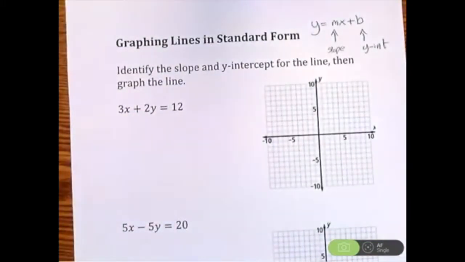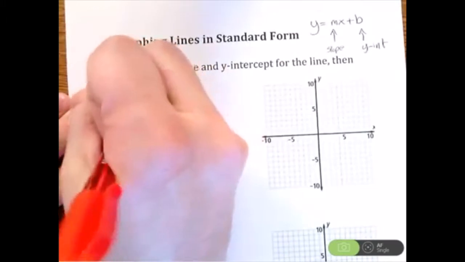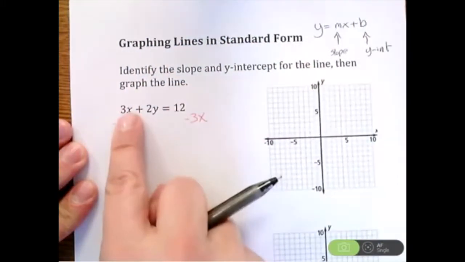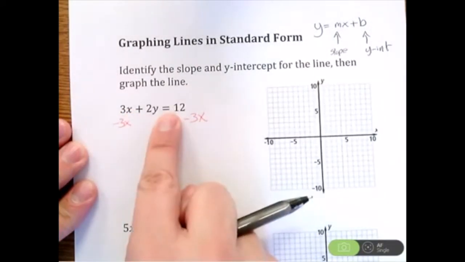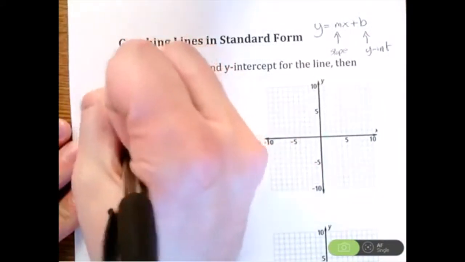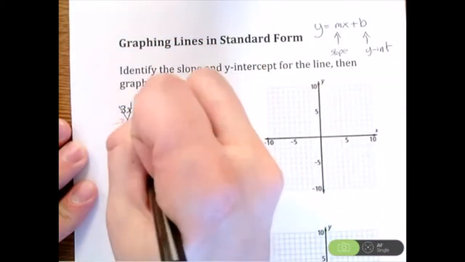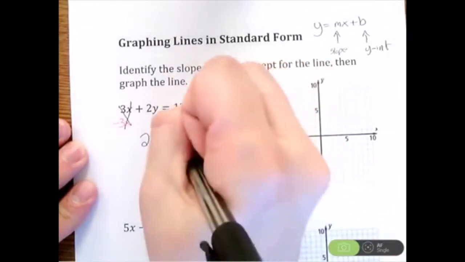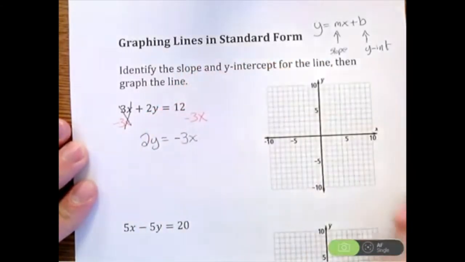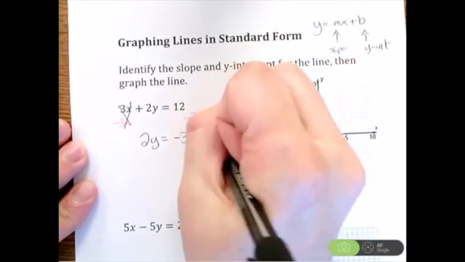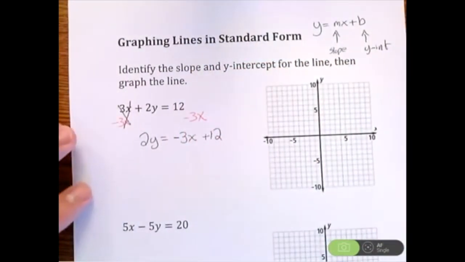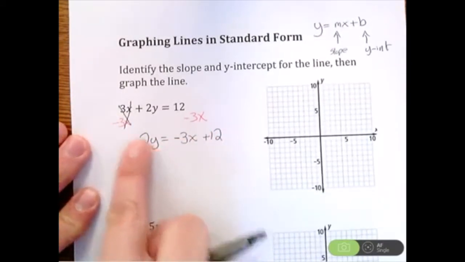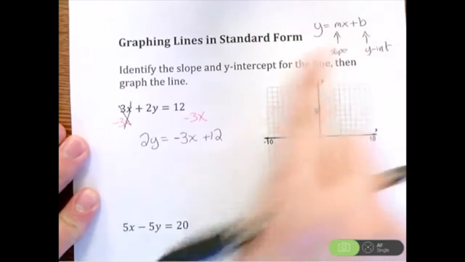So to get y by itself, I'm going to subtract 3x, subtract 3x. So I'm moving this x to the other side of the equal sign. When we do that, those 3x's are gone, so we're left with 2y equals, and I'm going to put the x term first, which is negative 3x, and put the 12 in the back, which is a positive, so plus 12. Just by moving the x over, I'm getting really close to having this equation look like y equals mx plus b.